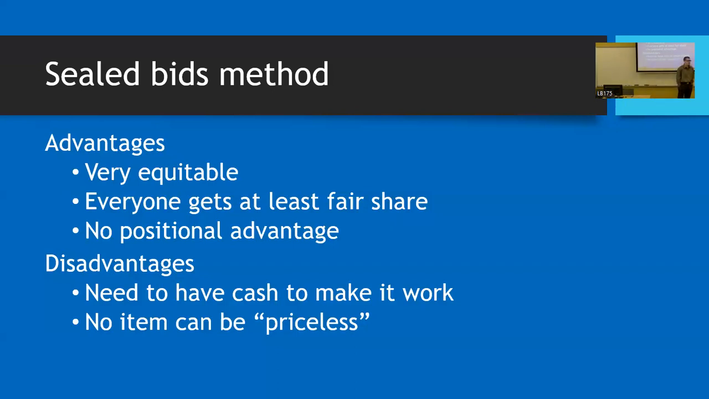Let's say two parents are splitting up assets. And so you say, well, does the child live with the mom or the dad? That's not something you want to probably put a monetary bid on. That's kind of weird to do. So that's, no item can be priceless. Although that same bullet point disadvantage can be said for a lot of the other methods too that we've dealt with. You don't want to have priceless items in your other methods either.